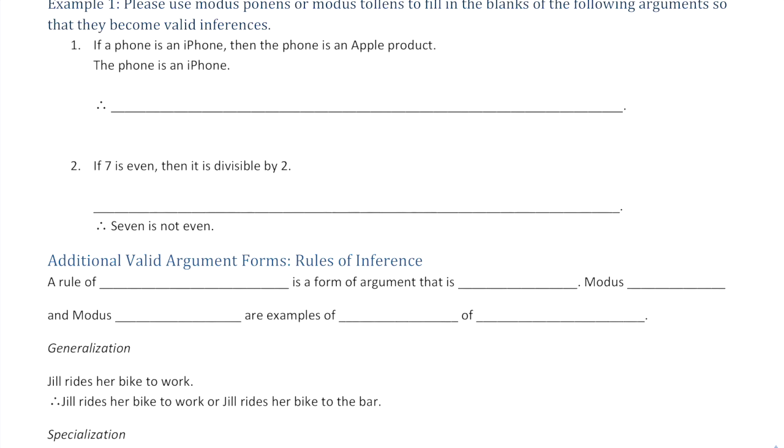If a phone is an iPhone, then the phone is an Apple product. The phone is an iPhone. So what's our major premise? Perfect. What's our minor premise? The phone is an iPhone. So the major premise is true, and to make this a valid inference using modus ponens, we would say, therefore, the phone is an Apple product.